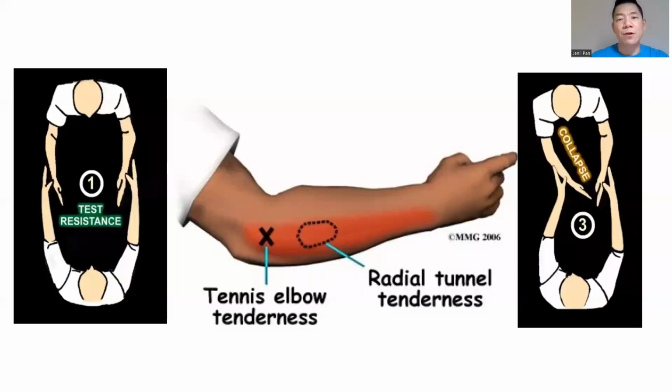So what about other nerve entrapments? We are doing the same thing, just doing the shoulder resisted external rotation. So the first is also the pretest, doing the resisted shoulder external rotation. And then we scratch the innervation area of the radial tunnel or radial nerve. Then we do the collapse test to see whether this will be weak or not.